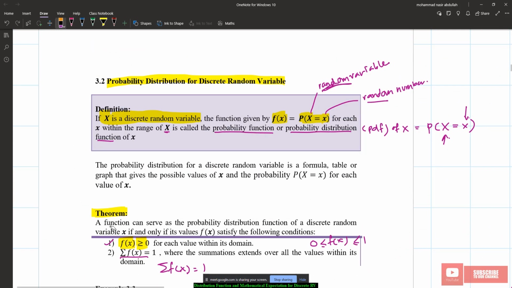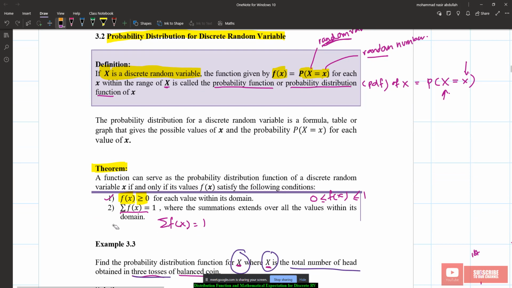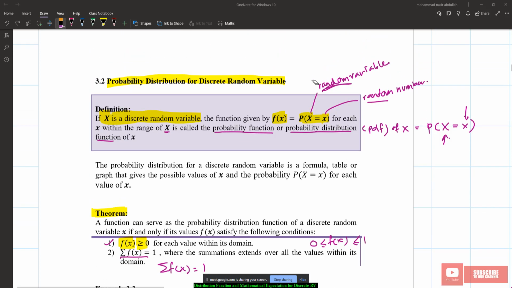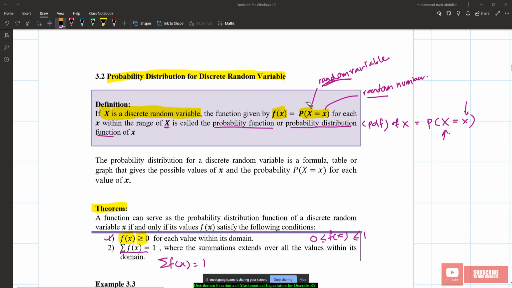Basically there are two rules in the probability distribution function. The value of the probability distribution function should be more than 0 and less than 1, and the total summation of the distribution function should always equal to 1, right? And the notation for the probability distribution function for a discrete random variable is probability of X equal to x. And we have also been introduced to the concept of random variable, right?